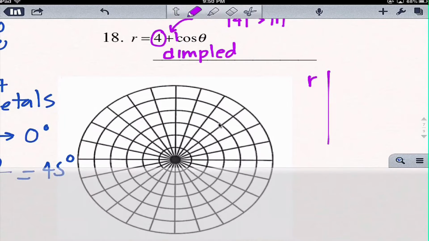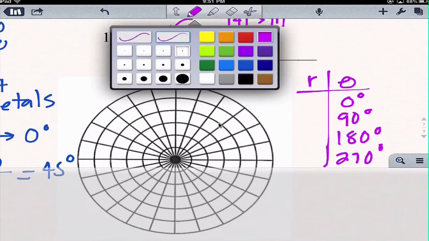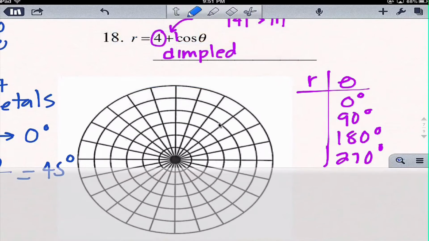So this is when we made an r theta chart, and the 4 ordered pairs I'm using are going to be all of our quadrantal values. And if you feel more comfortable using a calculator on this, I would definitely go ahead. Okay, I'm going to do this kind of quick. When I substitute 0 in for cosine, I know cosine of 0 degrees is 1. So 4 plus 1 is 5.